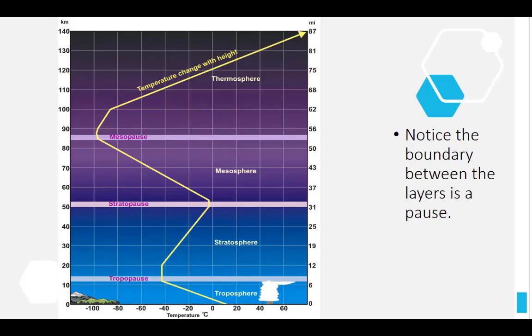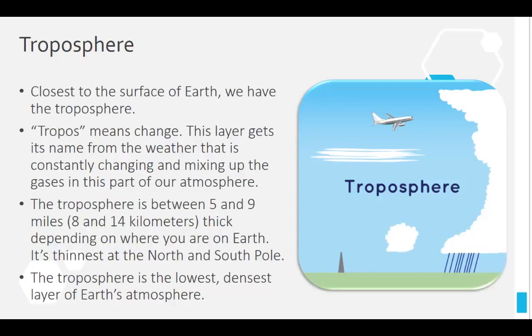So let's start at the bottom and look at the troposphere, and then we'll move through the layers going outward. Closest to the Earth's surface, we have the troposphere. Tropos means change. This layer gets its name from the weather that's constantly changing and mixing up the gases in this part of our atmosphere. The troposphere is between 5 and 9 miles, 8 and 14 kilometers thick, depending on where you are on Earth. It's thinnest at the north and south poles, and thickest typically around the equator. The troposphere is the lowest and densest layer of the Earth's atmosphere.